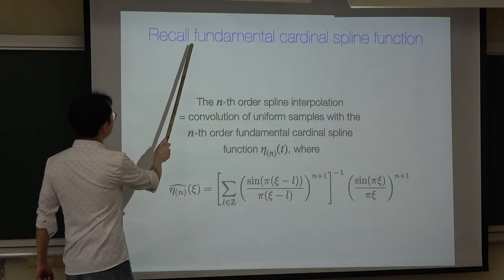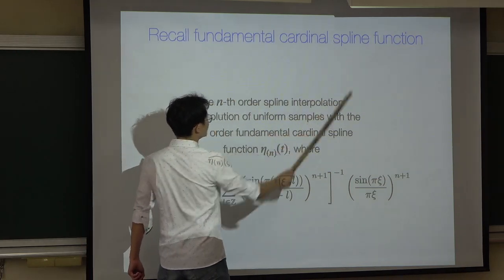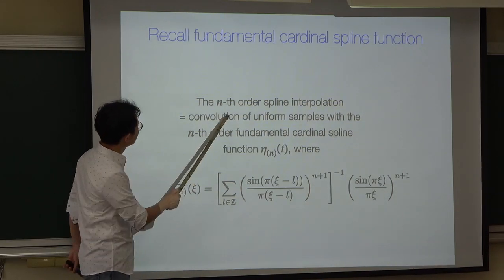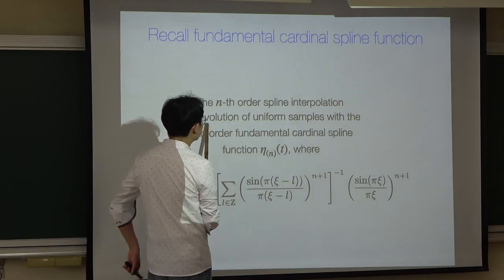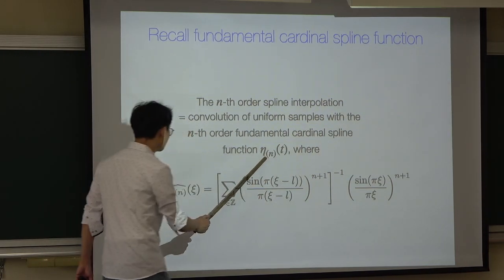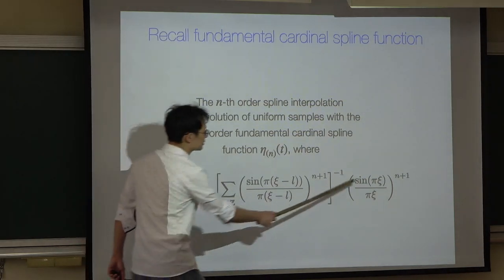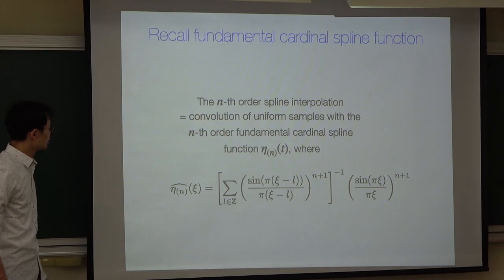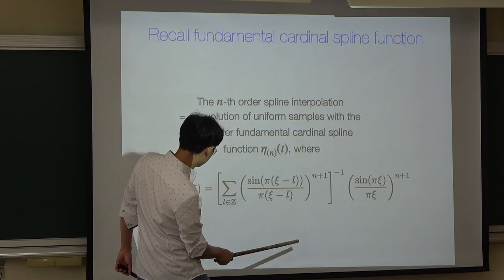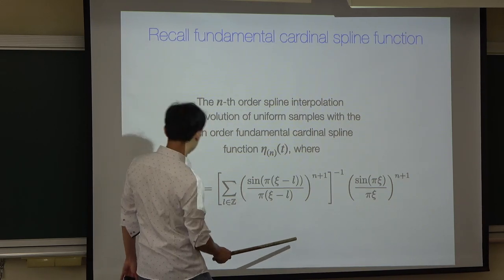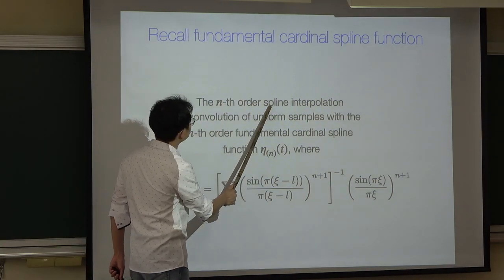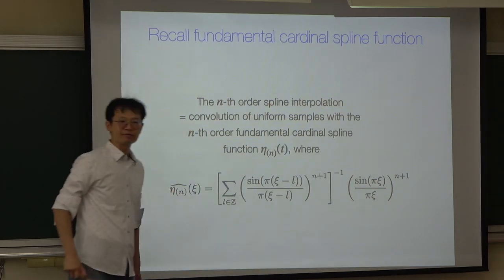So to do so, just recall the fundamental cardinal spline function. What is it? The nth order spline interpolation is a convolution of uniform samples with the nth order fundamental cardinal spline function eta n, where eta n's Fourier transform satisfies this formula. It's hard to see it from here, but anyways, you can play with it and see that this is the definition of the fundamental cardinal spline function.